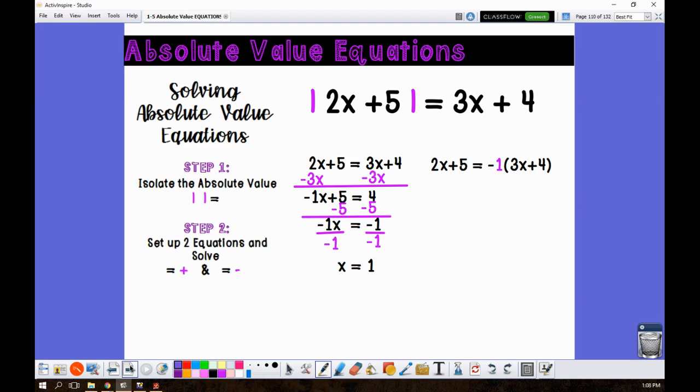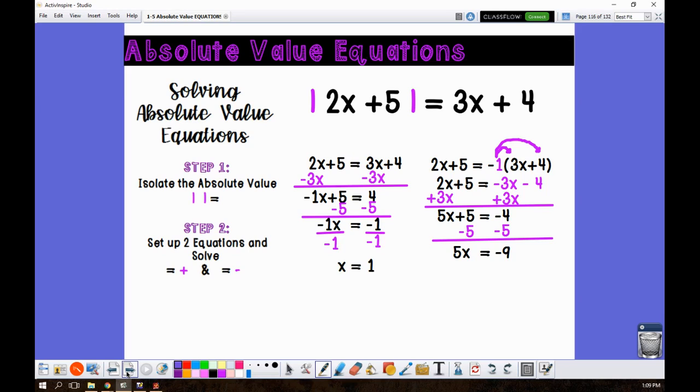Other one, I actually have a negative 1 there. I replaced that negative with a negative 1 just so that we see it for distribution purposes. So I'm going to distribute that negative 1 to my inside. And now I have 2x plus 5 is equal to negative 3x minus 4. And now I can add 3x to both sides. That gives me 5x plus 5 is equal to negative 4. Minus 5 from both sides. That gives me 5x is equal to negative 9. And divide by 5 on both sides. x is equal to negative 1.8.